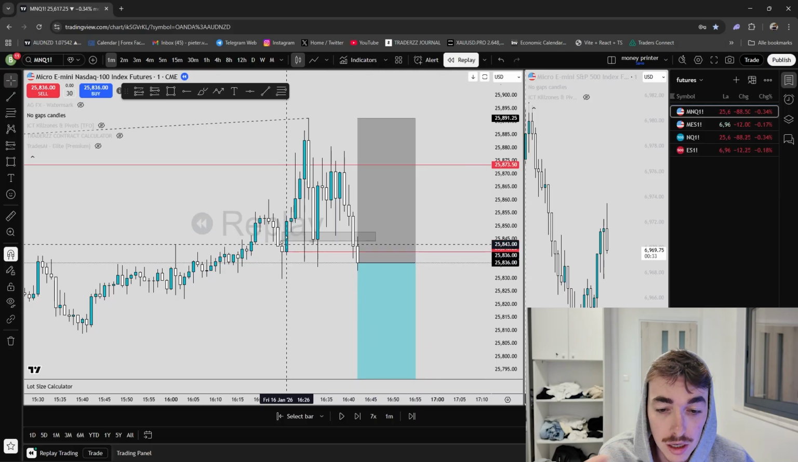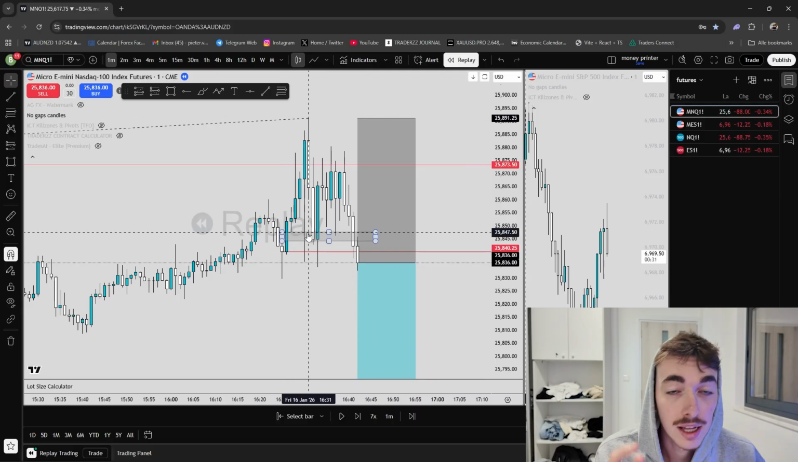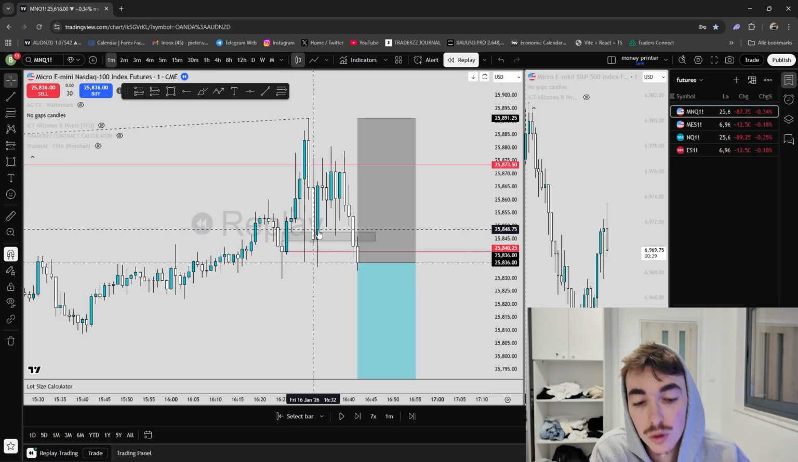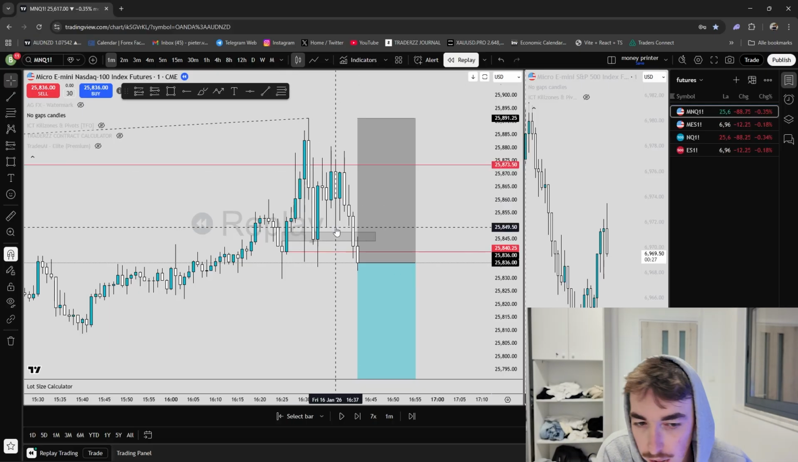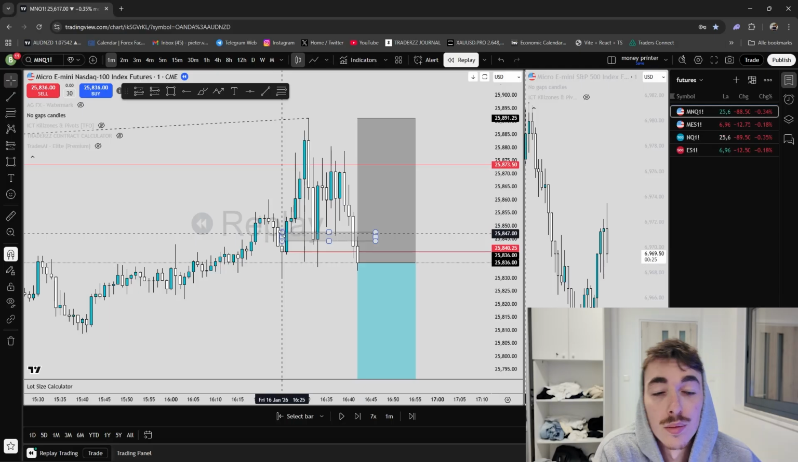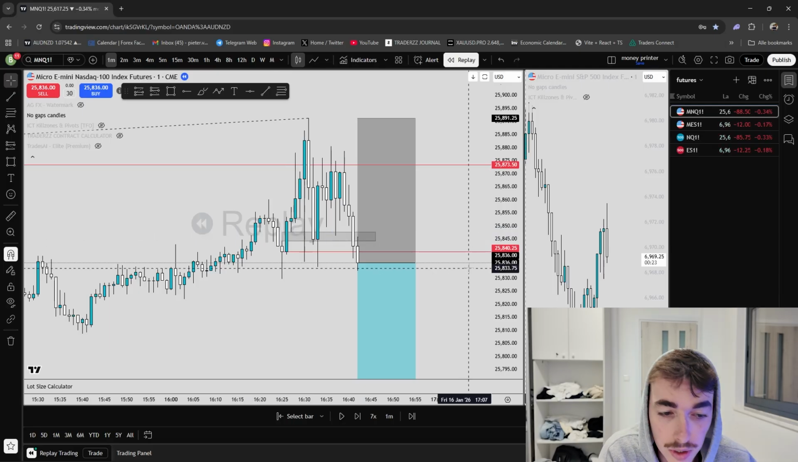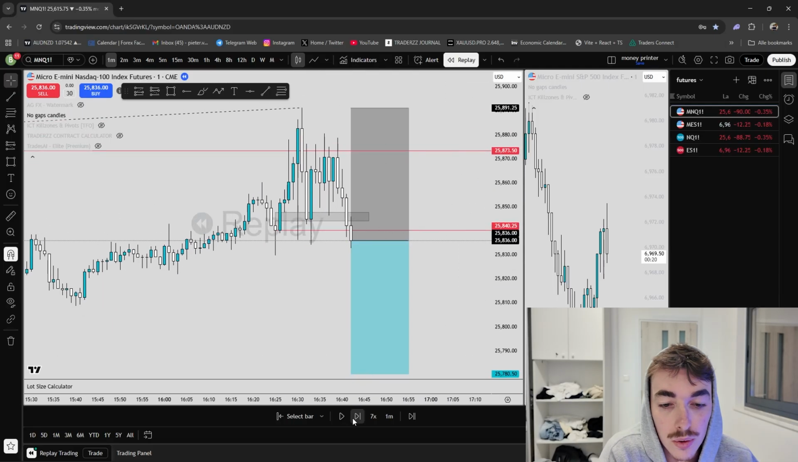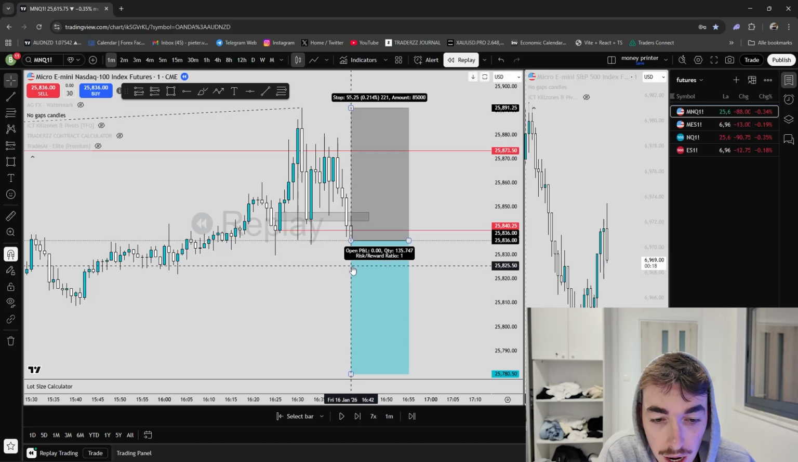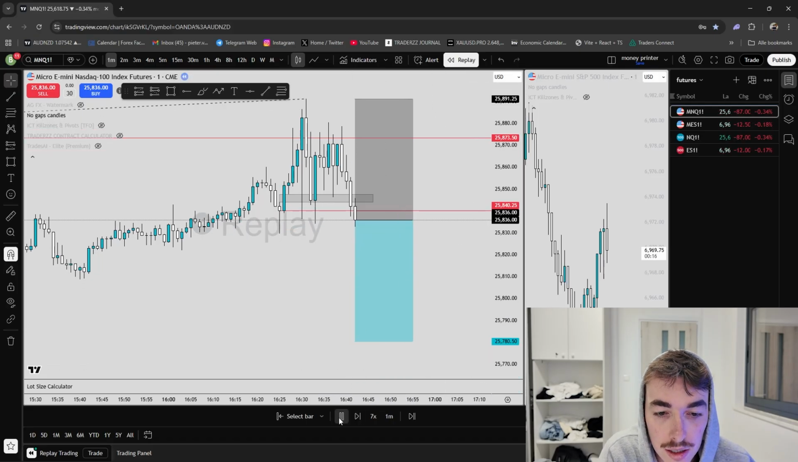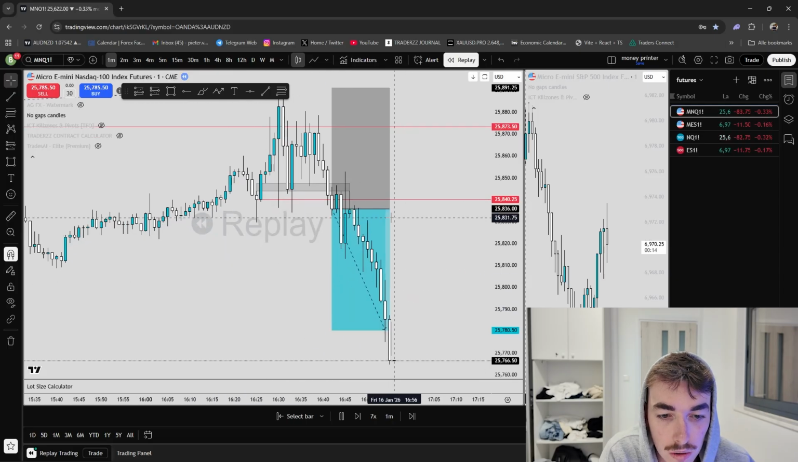So this was my CISD level. It is a low before we created the last high. Again, this is because we were chopping around so much. So I decided, okay, I do not really like the chop. I think I want more confirmations than just the fair value gap. So I went for the CISD with it. I entered exactly right here, and this is how the trade played out.